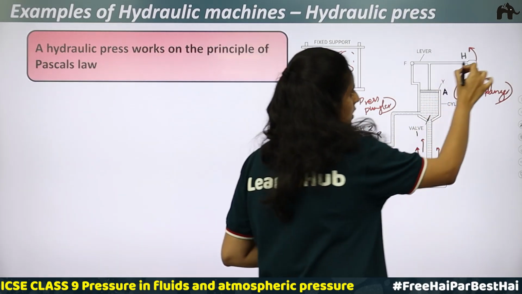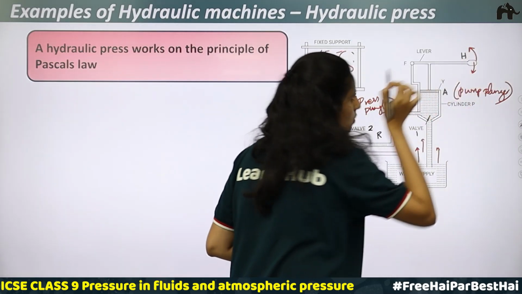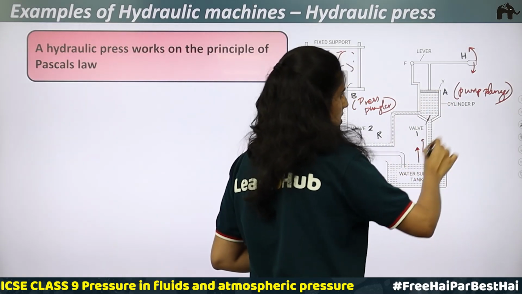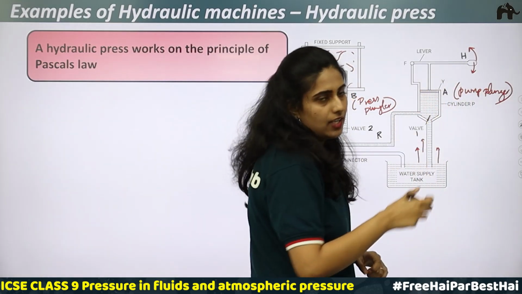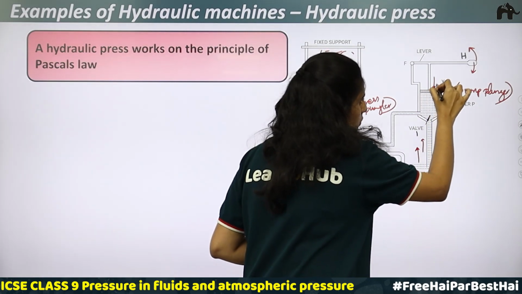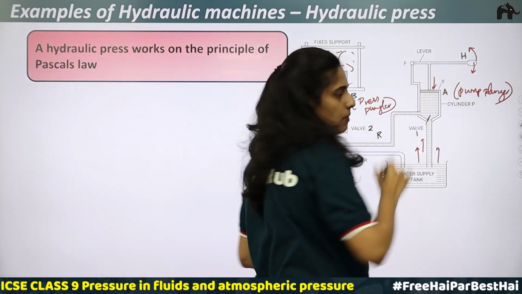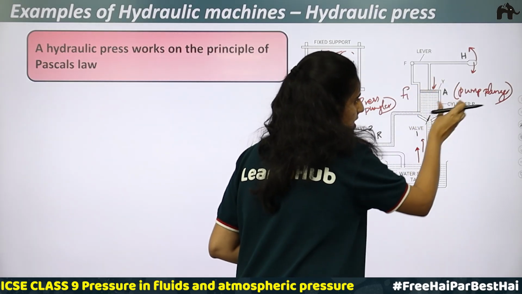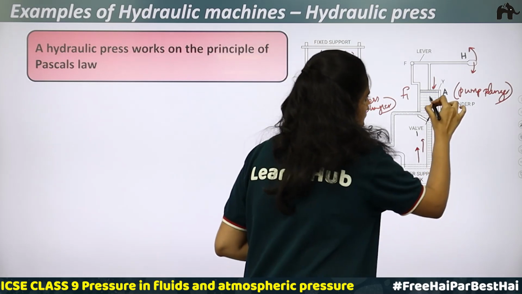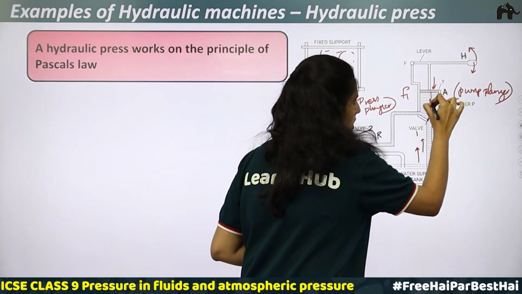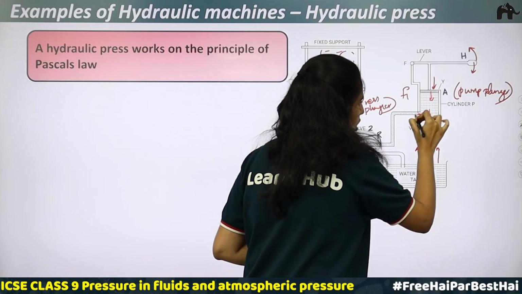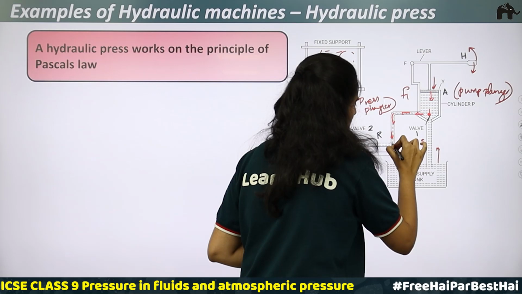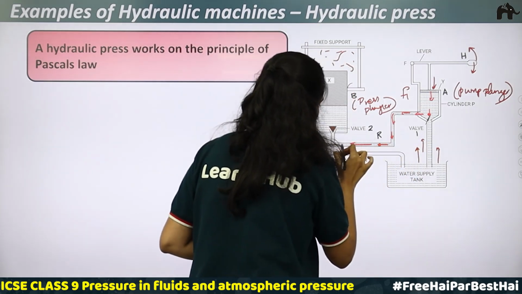Now you are going to lower the handle. When you lower the handle, here we have a lever setup. The pump plunger, that is piston A, is going to move downward. A force is applied. Let this force be F1. F1 force is acting on the fluid in cylinder P. This pressure created will open the valve 1, and through the connecting pipe, the pressure is getting transmitted.